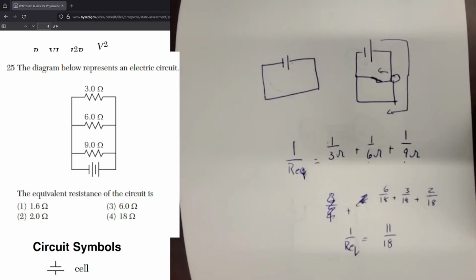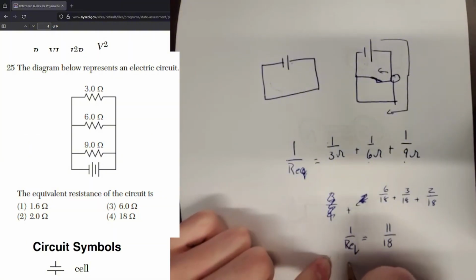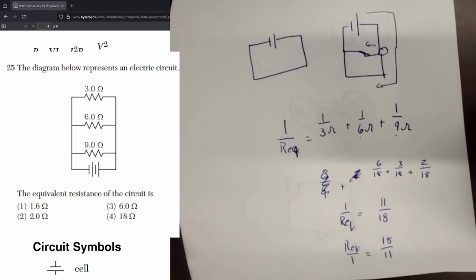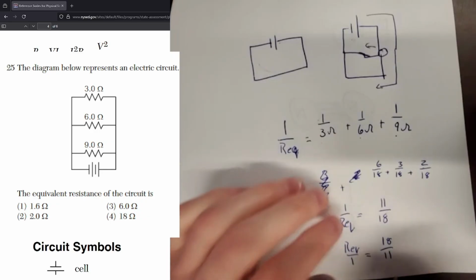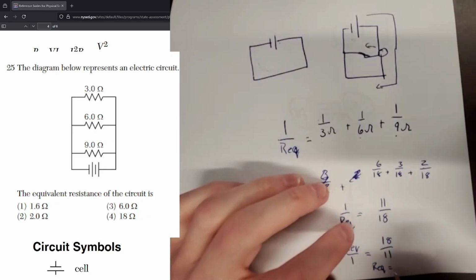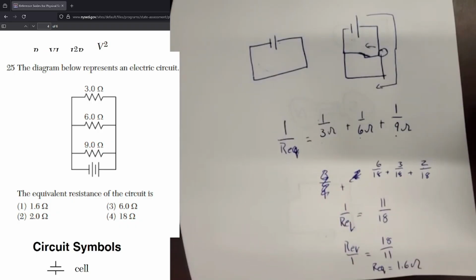So let's find the reciprocal. Req over 1 equals 18 over 11. So 18 divided by 11. Let's figure out what that is. Once we figure that out, we're going to find the equivalent on our answer. 18 divided by 11, you get 1.6. Is that one of our options? Yeah, it is. Option number 1, 1.6 ohms. So Req is equal to 1.6 ohms.